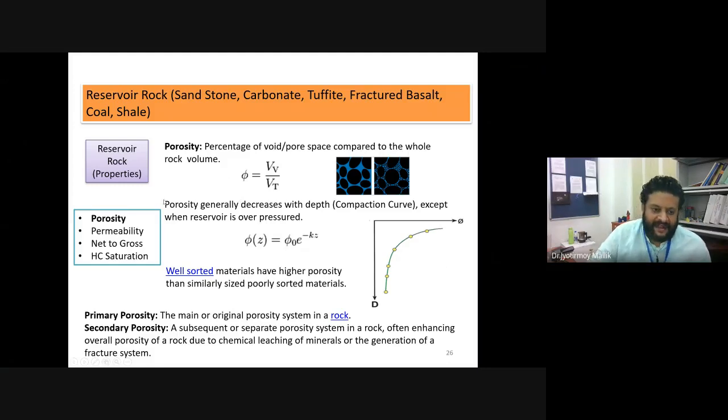Say around 30 to 40% porosity. 40% is actually excellent porosity in a reservoir rock. If you find like 20 to 30% porosity in a reservoir rock, then you say it's a very good quality reservoir, because it has good porosity. Now, what you also observe is that the porosity decreases with depth. Why does such a thing happen?